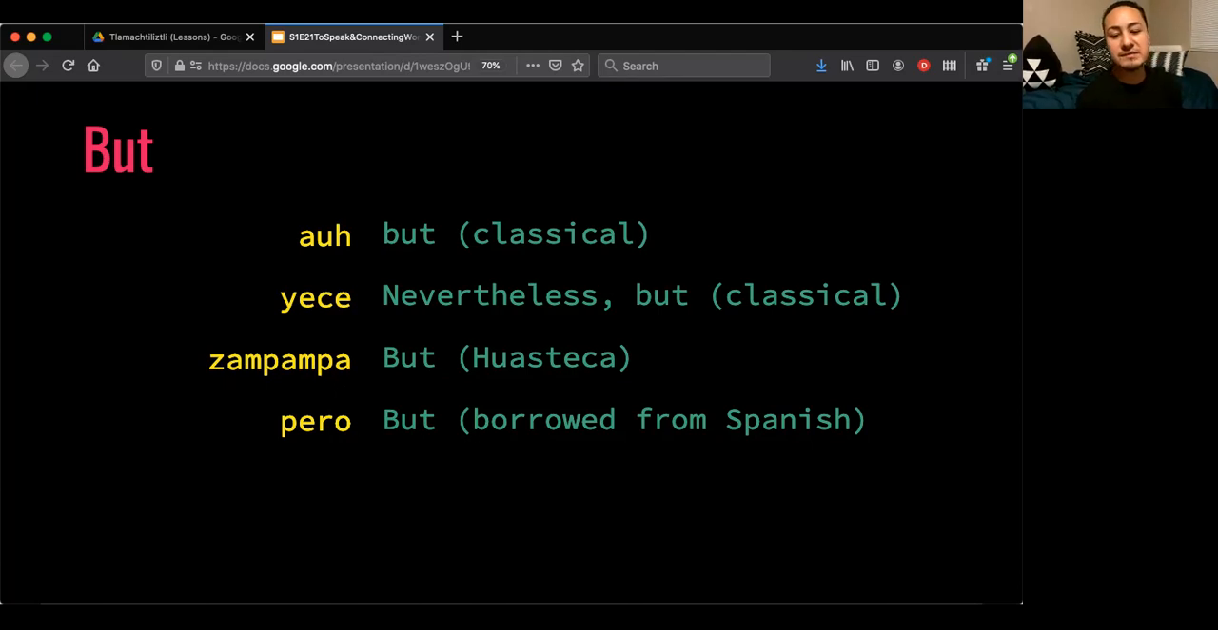I'm in preference of Zampampa, but then sometimes I'm like, wait, not all the other varieties necessarily understand Zampampa, so you have to be cautious with Zampampa. And then pero, because it's borrowed from Spanish, pretty much all of them understand pero. And yese, some varieties use yese. So I kind of like yese the most. It's short, it's two syllables, just like pero. And so I prefer the word yese, but in Huasteca Nahuatl, they may not understand the word yese.